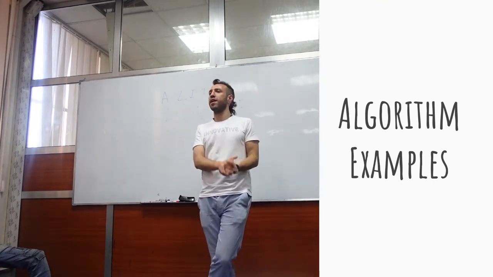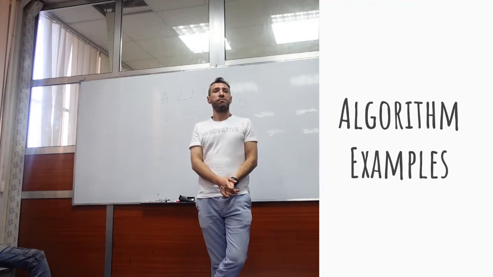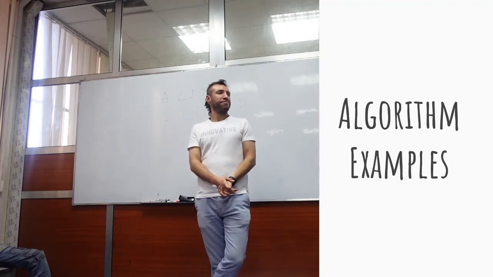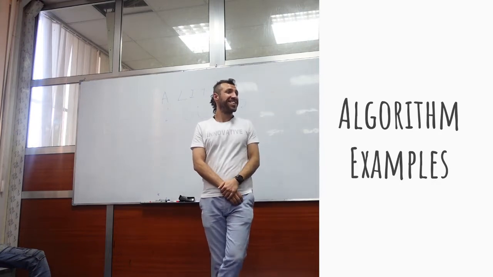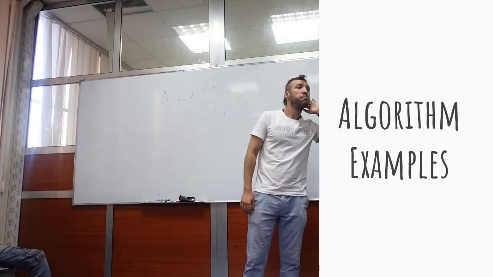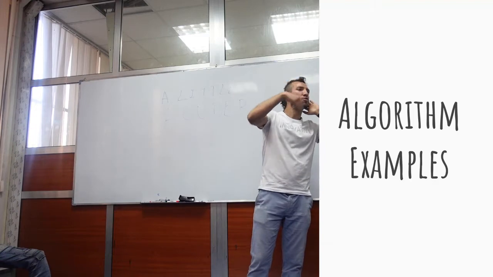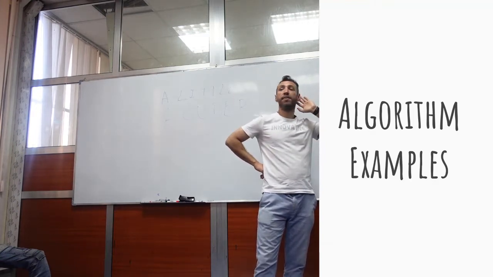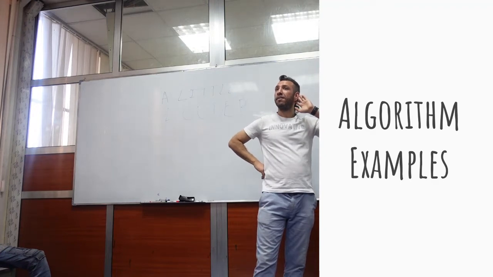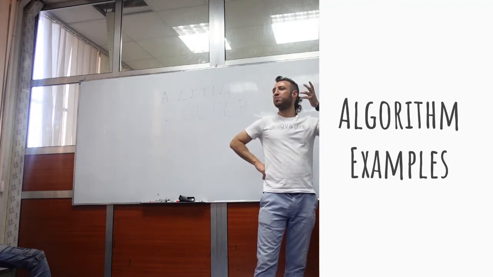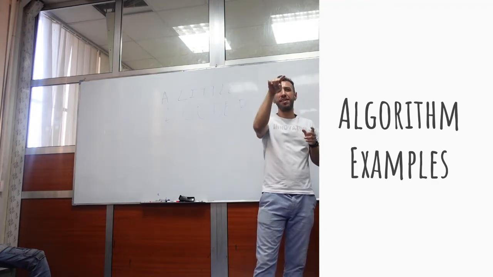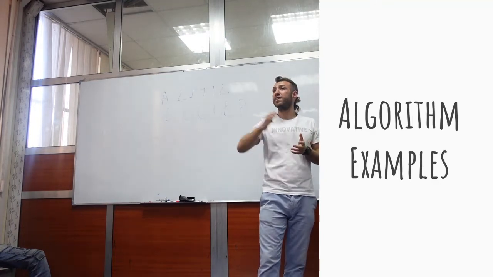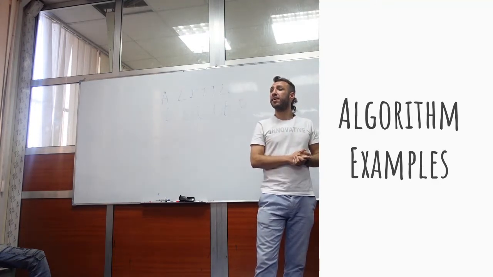Can anybody think of an algorithm? Yes? Making tea. Making tea. Like in computer science concept, let's say. Binary search. Like what is the input, what is the output? Let's try to stick with this definition here. Searching for a person in your contact list.